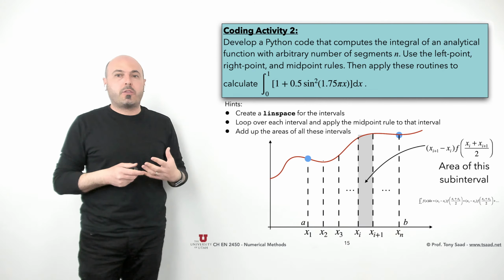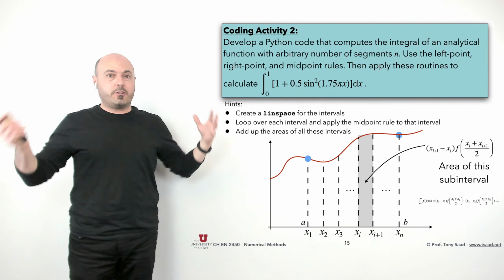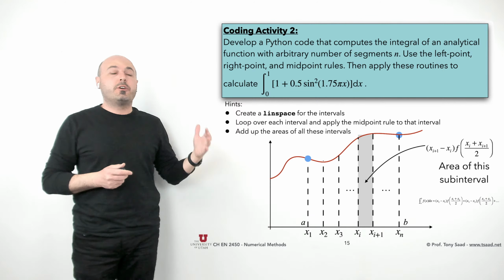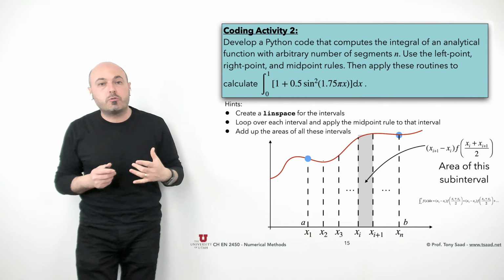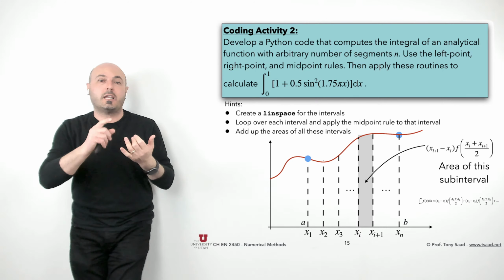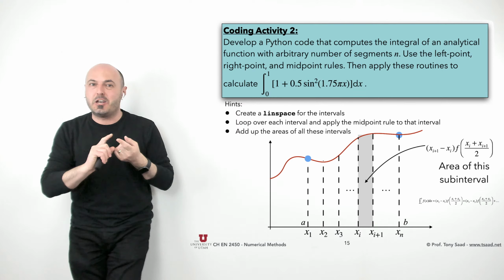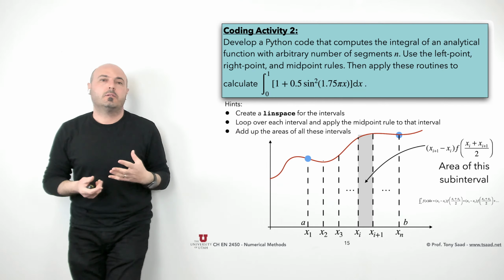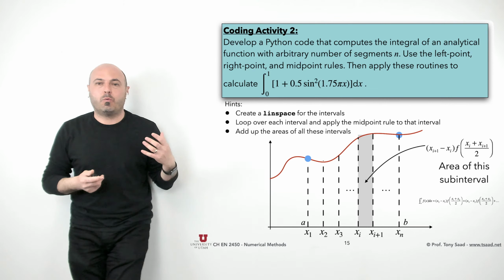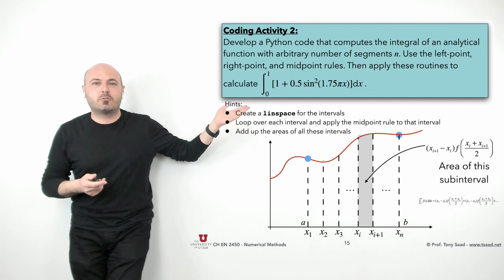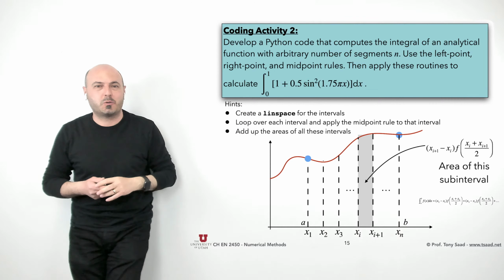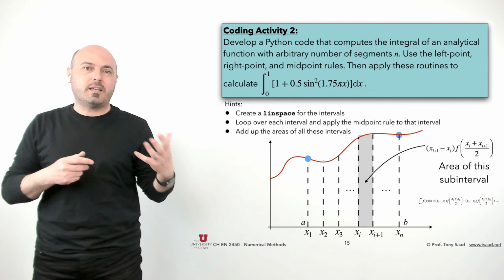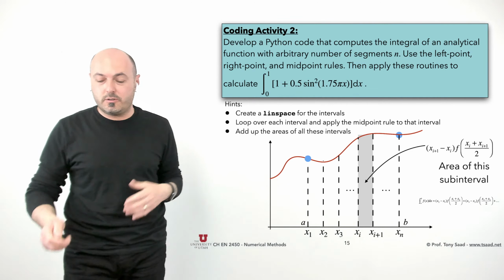We're going to develop a Python code that computes the integral, again, for an arbitrary function. We're not talking about discrete data yet, and with an arbitrary number of segments. In other words, your routine needs to take a function, a lower bound, an upper bound, and a number of segments, because that is going to allow us to control the accuracy, okay? And we want to apply those routines to calculate 1 plus 0.5 sine squared. And we'll play around with that a little bit to see how close we can get to SciPy's integrate.quad, okay?